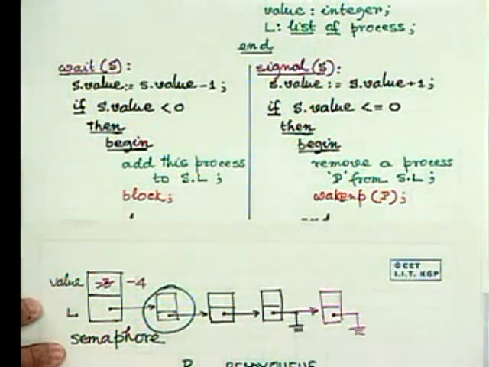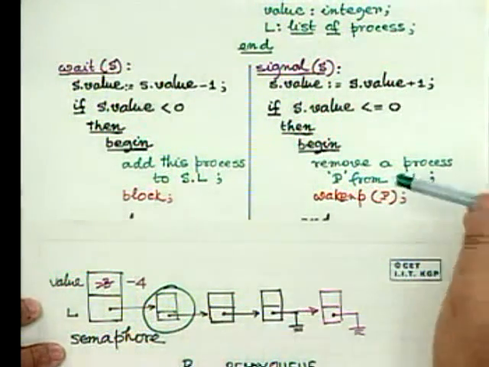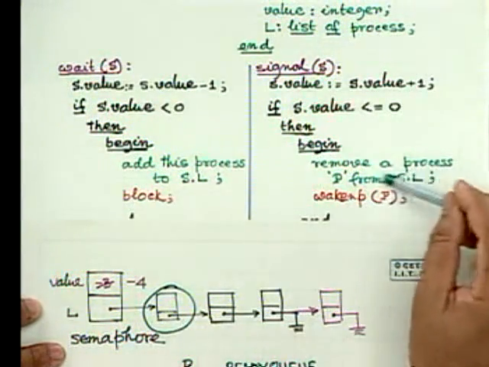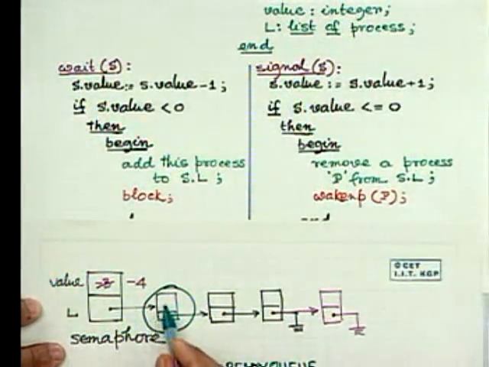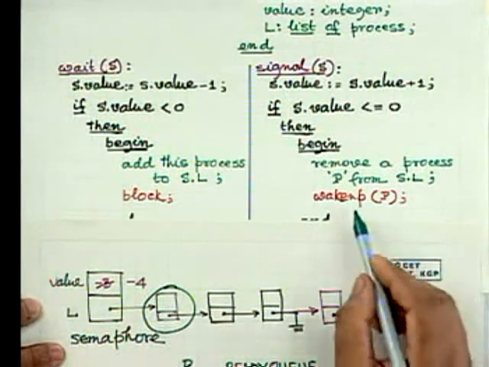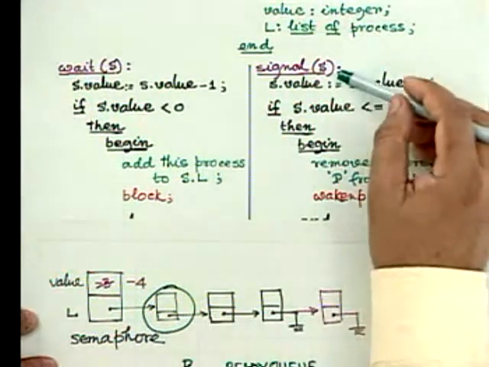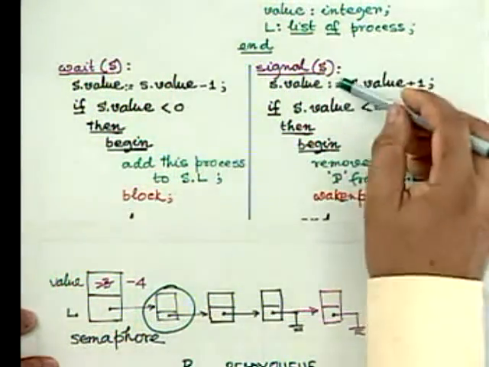Okay, it will be sent into the ready queue. That is what has been shown over to here. That removes a process P from S.L. So this process is removed from S.L, and wakeup(P) essentially means that it will be sent to the ready queue, which will be dispatched to the processor when the scheduling algorithm decides that P can be put to the processor. That is the meaning of signal(S).